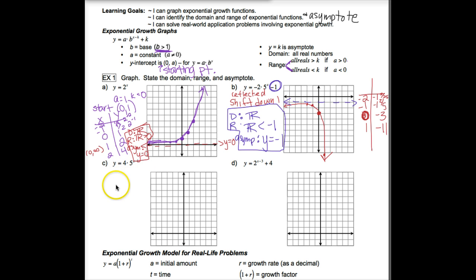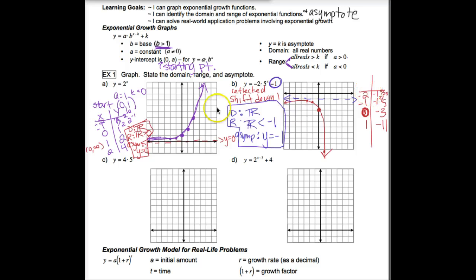All right, I would like for you to try C here. Notice that the -1 here, you're going to have a shift. So go ahead and try to produce C and pause it and then come back to see if you have it right.